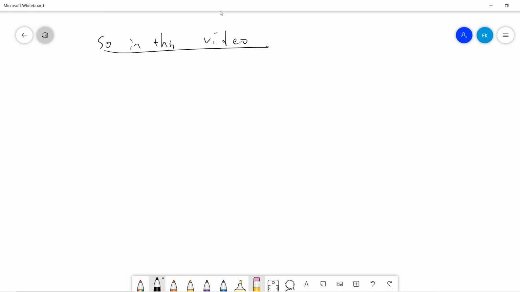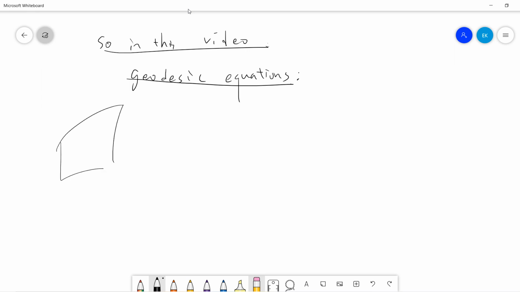So in this video, we are trying to prove the geodesic equation. Our setting for the geodesic equation is a curved manifold. There's a metric tensor G_ij, and you need to solve for the minimum distance from A to B. By definition, your infinitesimal distance is ds squared equals G_ij dx^i dx^j.